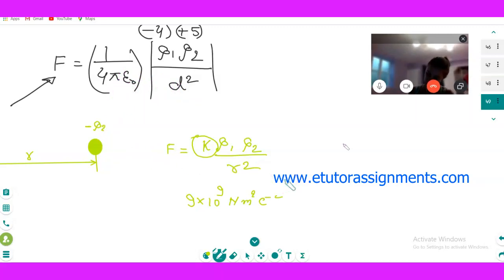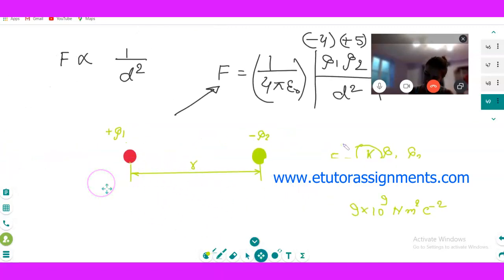Now my question is, what is the direction of the force? Can you mark it on my diagram? The direction of the force is attraction. Please mark it on the diagram. So like this.